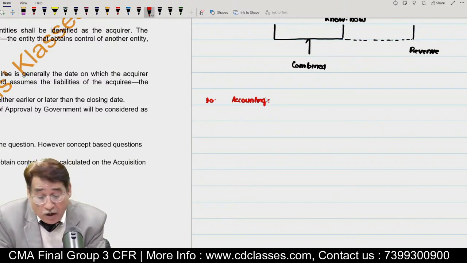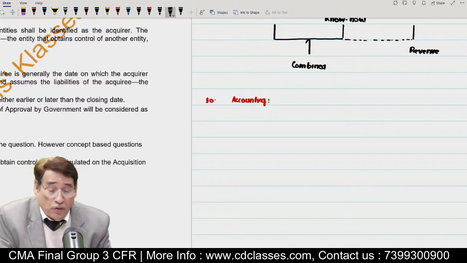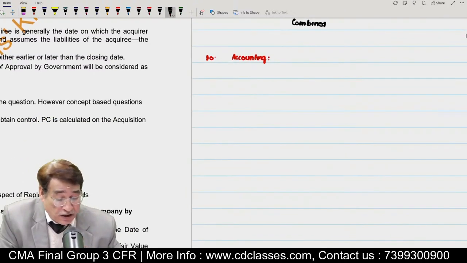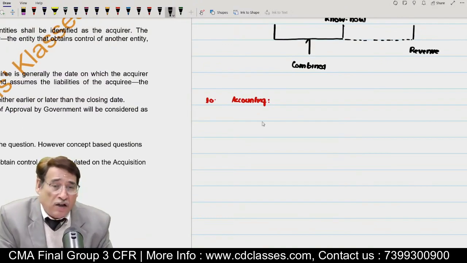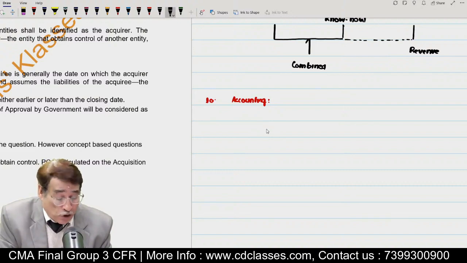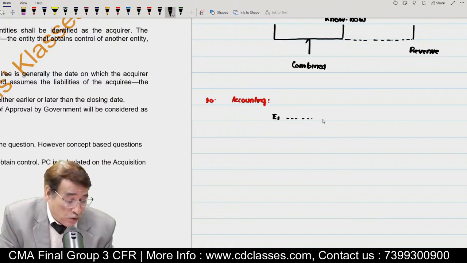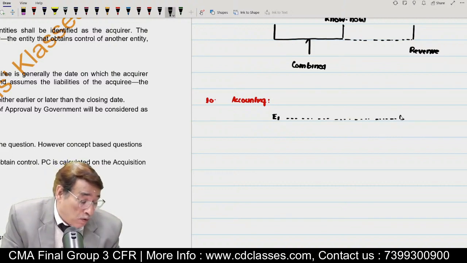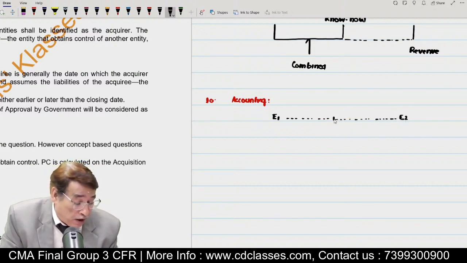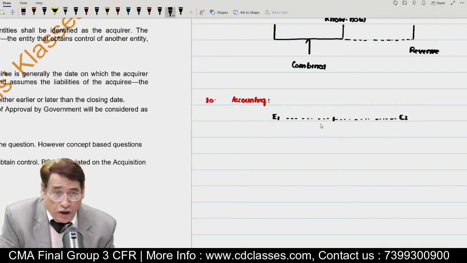In order to take up the accounting part, first of all, you need to understand that this standard, Ind AS 103, states that the acquirer company will do the accounting on the date of the acquisition. Correct? For example, E1 has acquired, let us say, control of E2 on this particular date. Correct? This is the date of acquisition.